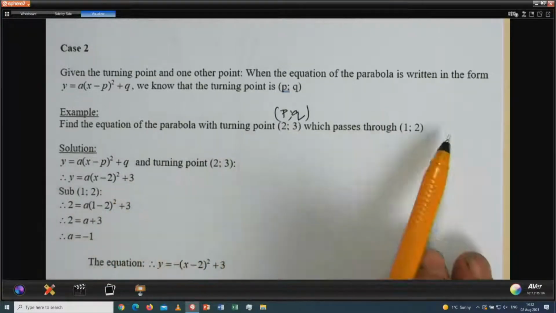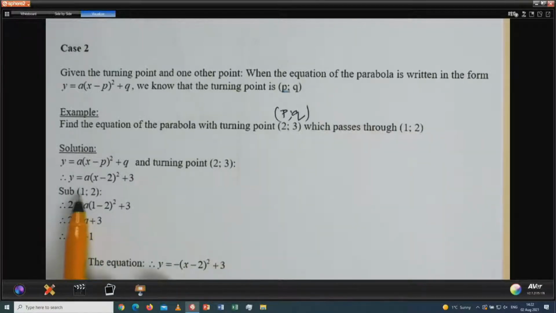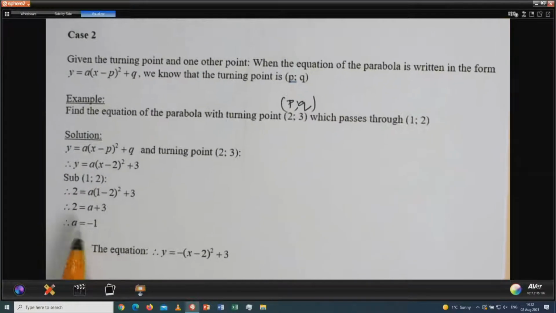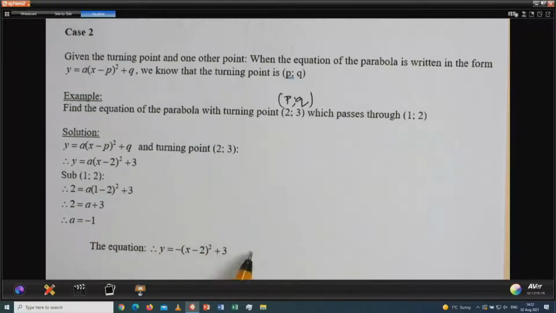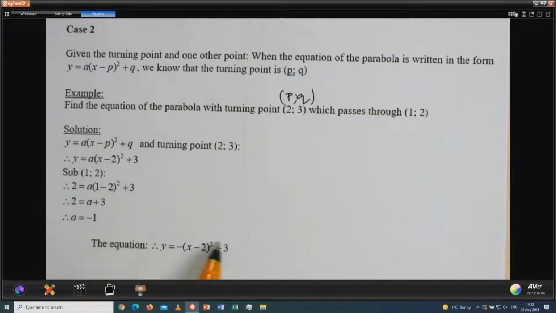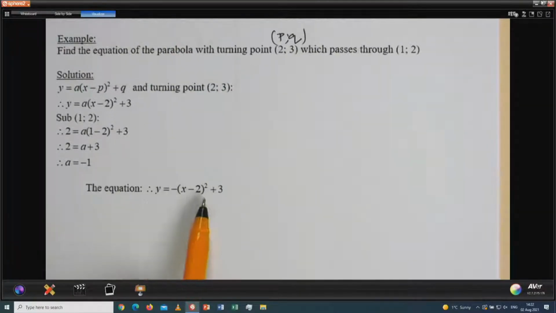And then I substitute the point it passes through. In this case, it passes through 1 and 2. So I'll substitute 1 and 2. X here is 1 and the y value here is 2. So 1 minus 2 is negative 1, squared is 1, times a is a, plus 3. Take the 3 across. 2 minus 3 is negative 1. A is negative 1. Then you put a equal to negative 1 back into the equation with the turning point, and then you can multiply that out. If they ask you to leave it in that form, you can leave it in that form. If they ask you to leave it in the form y is equal to ax squared plus bx plus c, then you multiply that out.